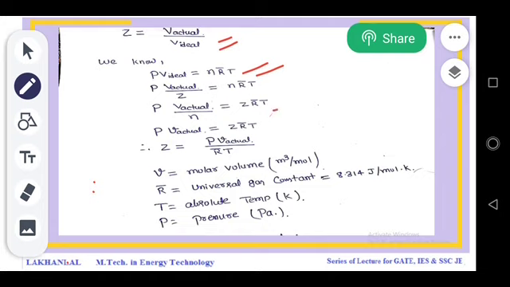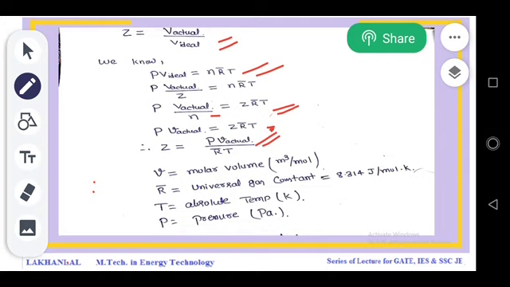So you will get something like this. And if you divide V actual by N, you will get molar volume, small v. Molar volume means meter cube per mole. Then you will get Z is equal to PV, where V is molar volume, so PV actual divided by RT, where R is your universal gas constant.